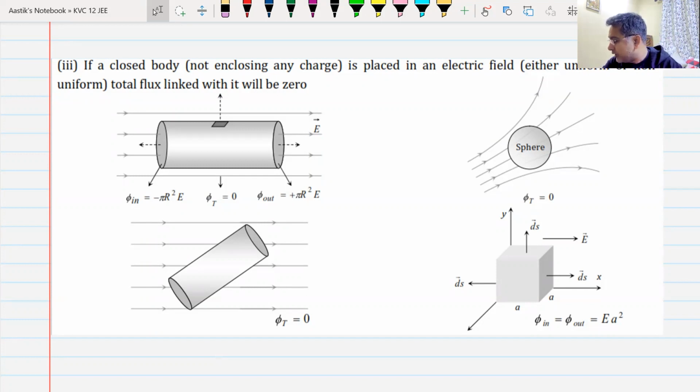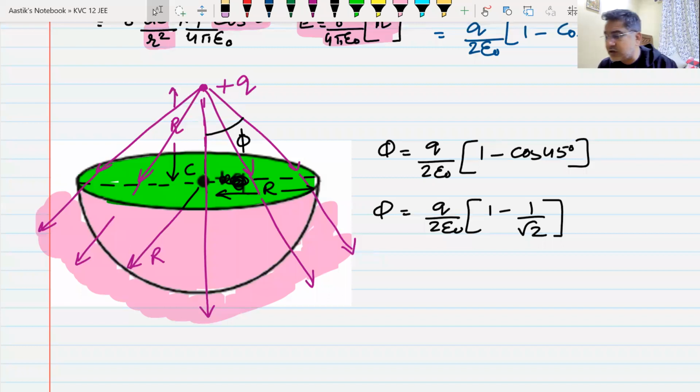See, bacha, this is one of the questions that we had done. You should remember this question. There was a point charge and I asked you to find the flux through the curved part. And how did I do it? I closed that hemispherical part with a cup, and then I told you that there is no charge inside this hemisphere, so the total flux will be 0. So whatever flux is incoming, the same flux is outgoing. Do you remember this?